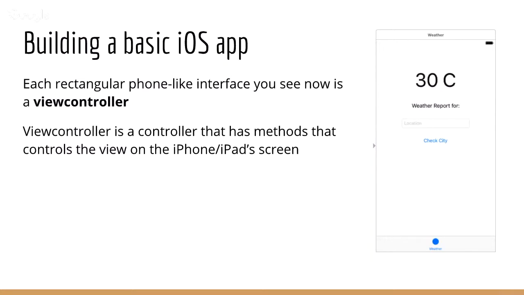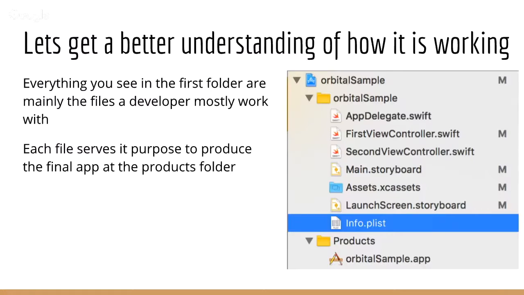Okay, so let's explain things in theory first. Everything you see in the storyboard, like this shape, is called a view controller. Each view controller has a view. Basically it's just a controller that controls a view. For now, as you see in this shape, it's all an iPhone.